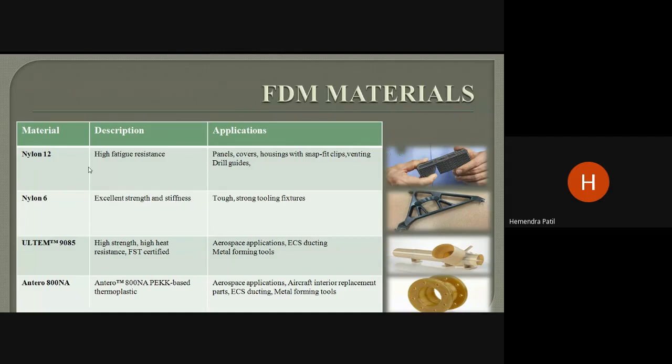If we talk about nylon 12, it has high fatigue resistance, and panel covers, housings with snap clips, and venting drill guides are made from nylon 12. And if we talk about nylon 6, which has excellent strength and stiffness, tough and strong tooling fixtures are made from nylon 6.